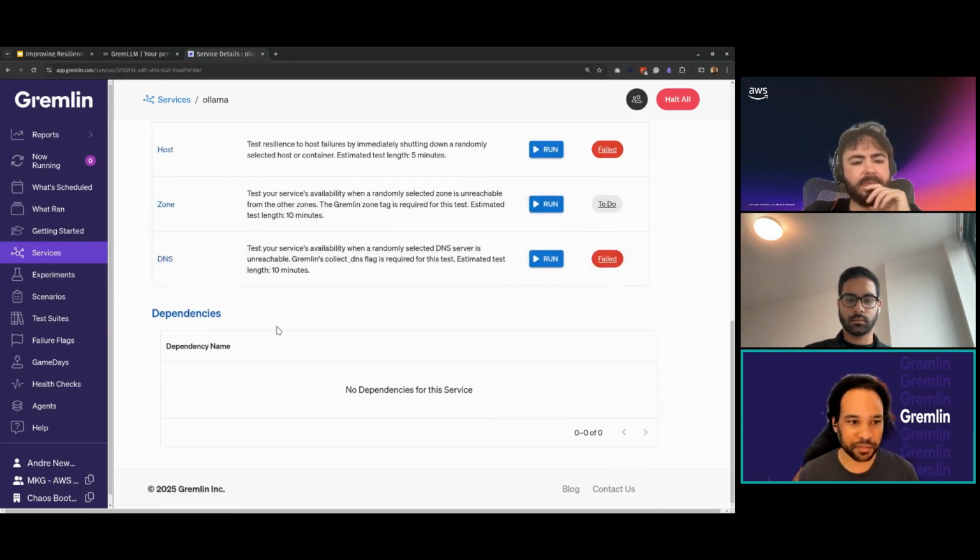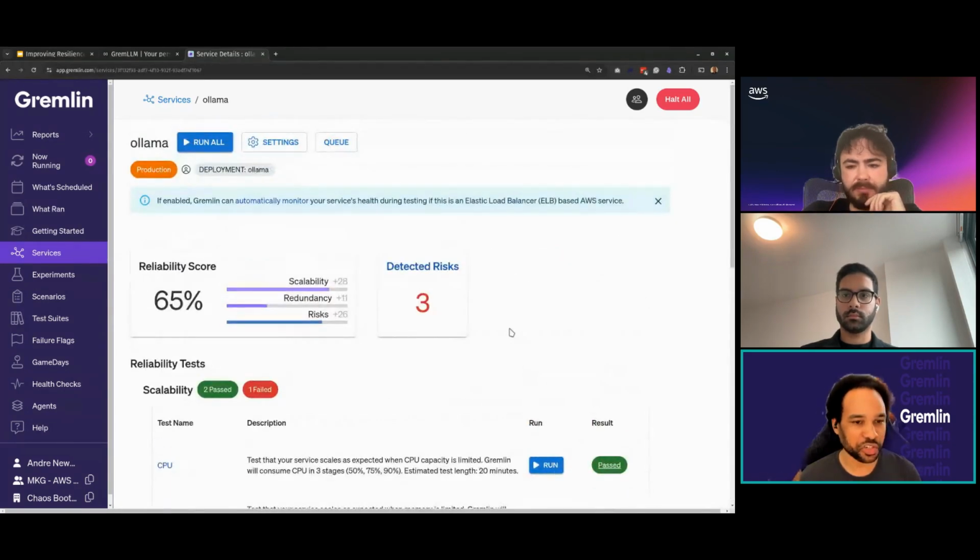At the bottom, I have dependency tests. Since Ollama doesn't have dependencies, there's nothing here. But if I were to check Anything LLM, you would see those dependencies show up there along with their test results. Before I go and actually run a test, I want to show you one more thing. I keep talking about health checks, but what exactly do those look like?